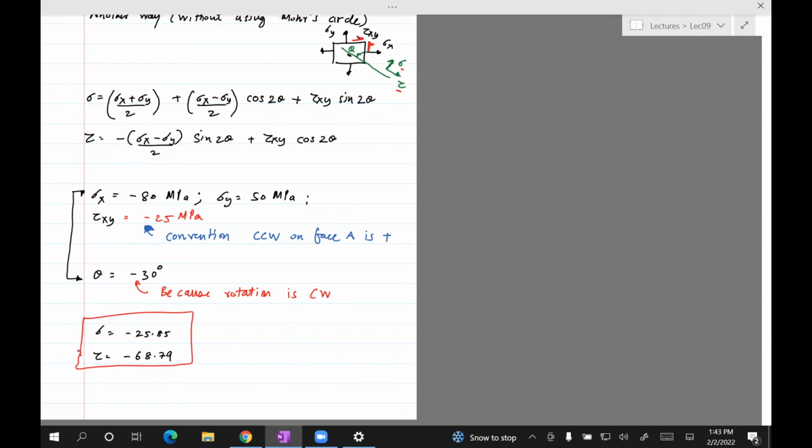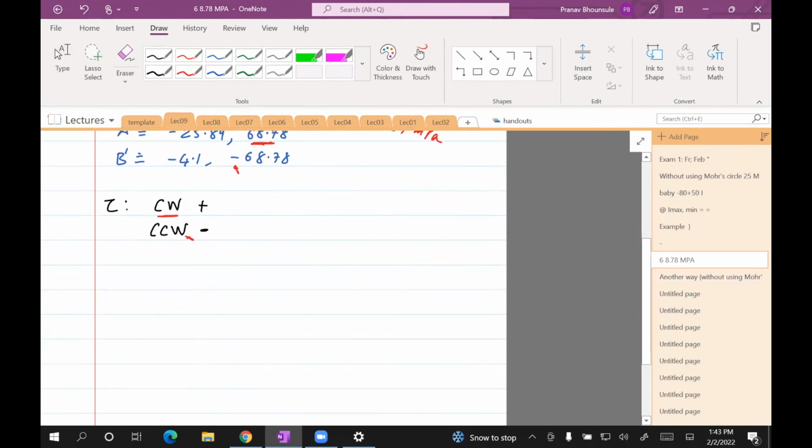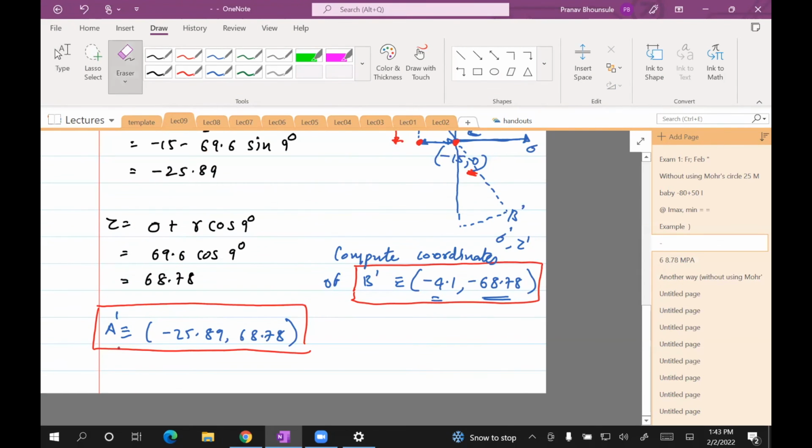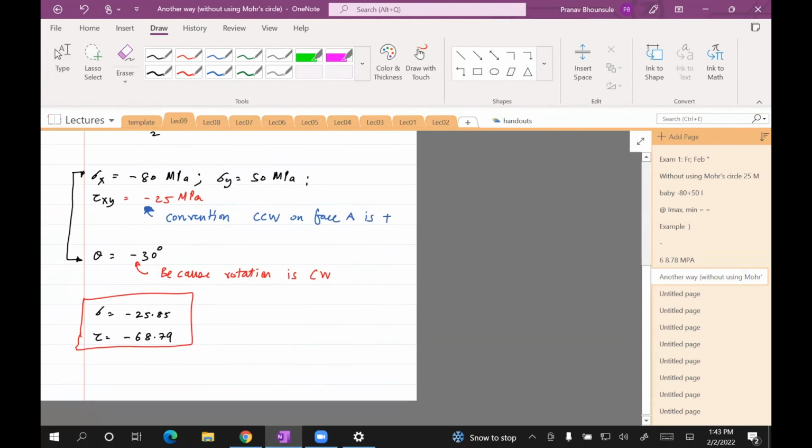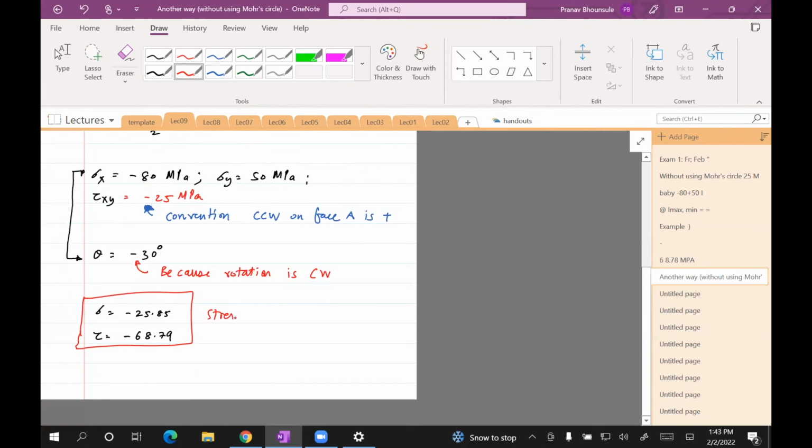Okay. Now notice that we have to find the stresses on both faces. We just found the stress on one face. If you look at the previous answer, we got two answers, right? We got one answer for A and we got one answer for B. Here, the answer we got is actually for face A. This is the stress on face A in the rotated configuration, which we call A prime.